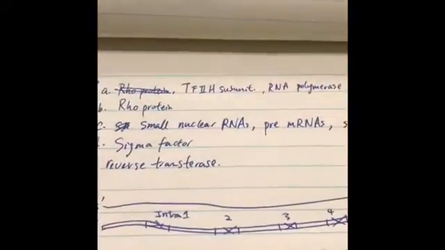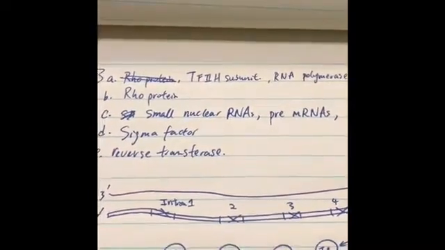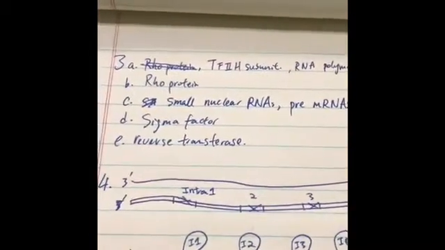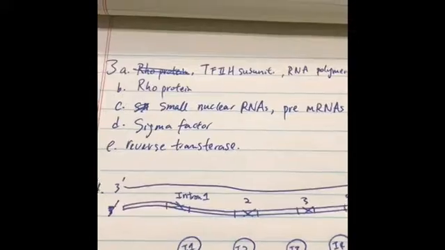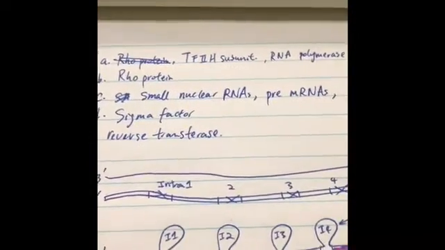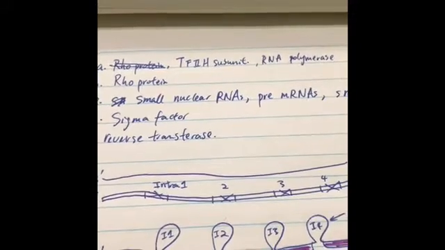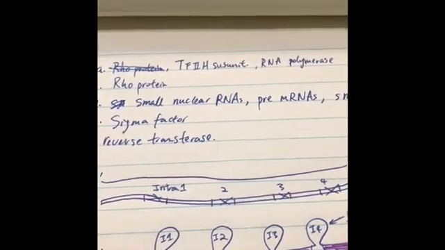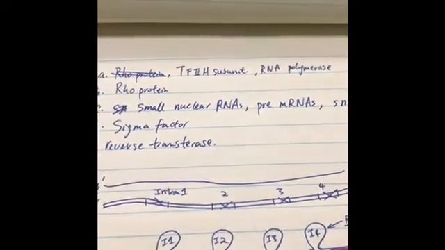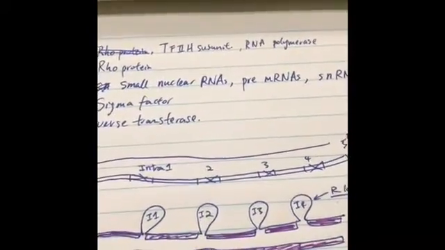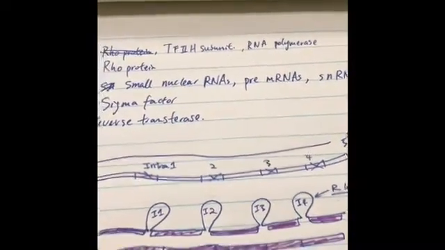D, indicate 1 protein in prokaryote that acts as transcription factor. That will be sigma factor. And finally, E, indicate 1 enzyme in eukaryotes that synthesizes a long string of identical RNA nucleotides but does not use template DNA strand for RNA synthesis. That will be reverse transferase.